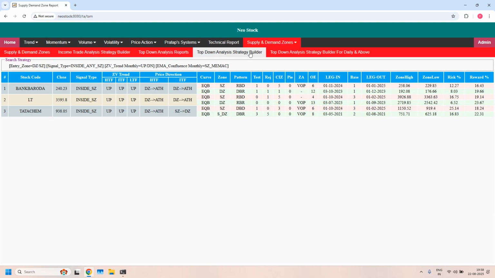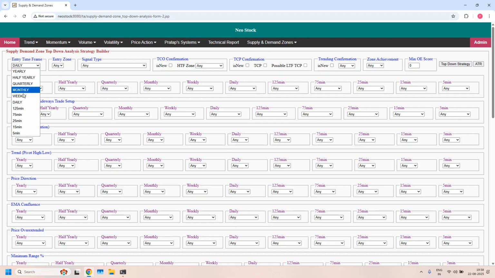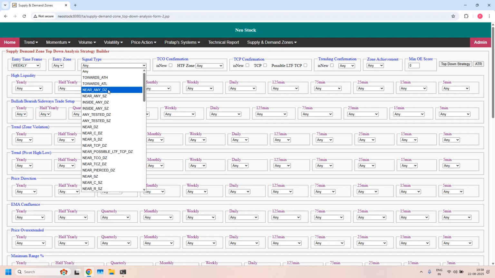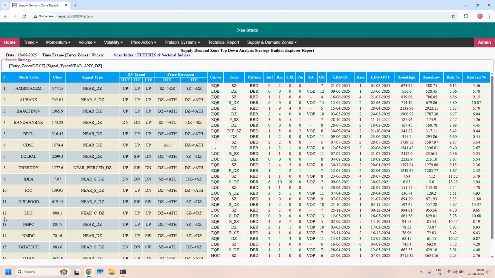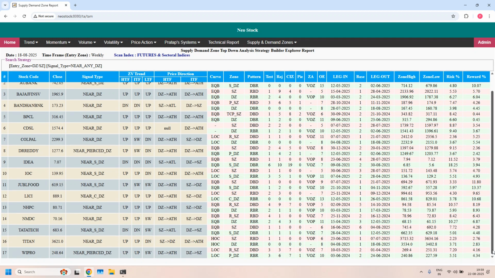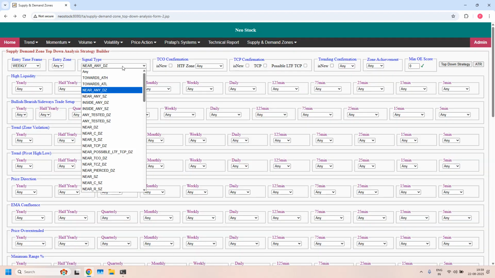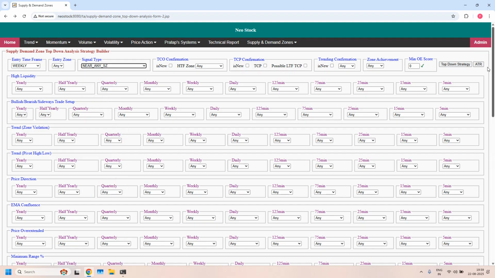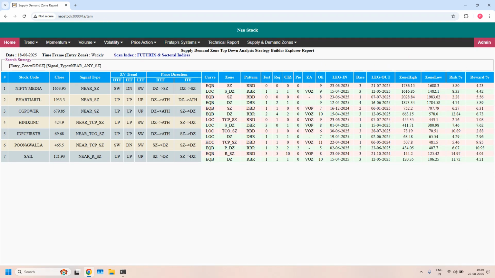The next time frame is weekly. Stocks near to the weekly demand zone. First 15 stocks in the list. Scrolling the list down. Total 17 stocks are filtered. Next, stocks near to the weekly supply zone. We got 7 stocks.